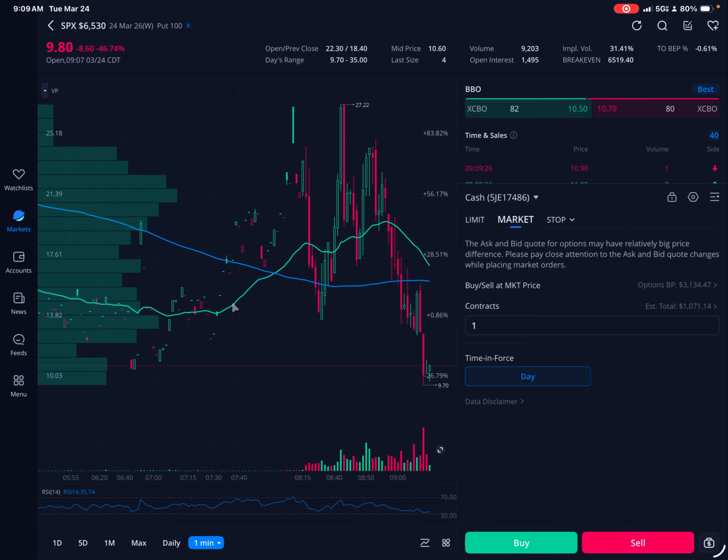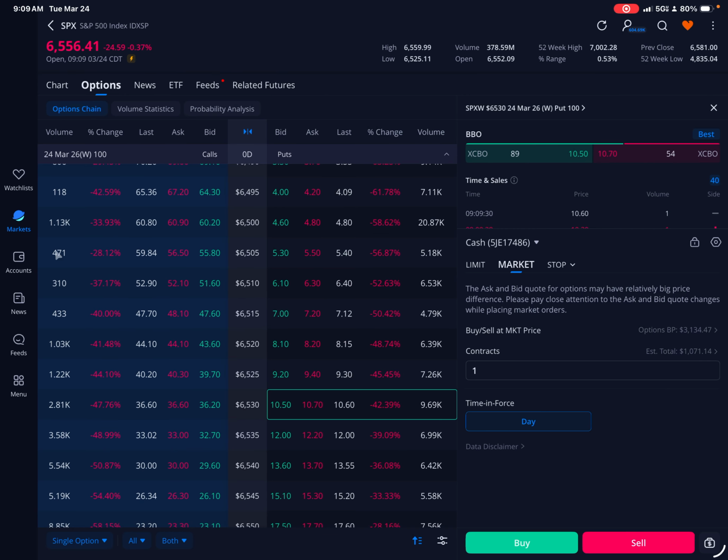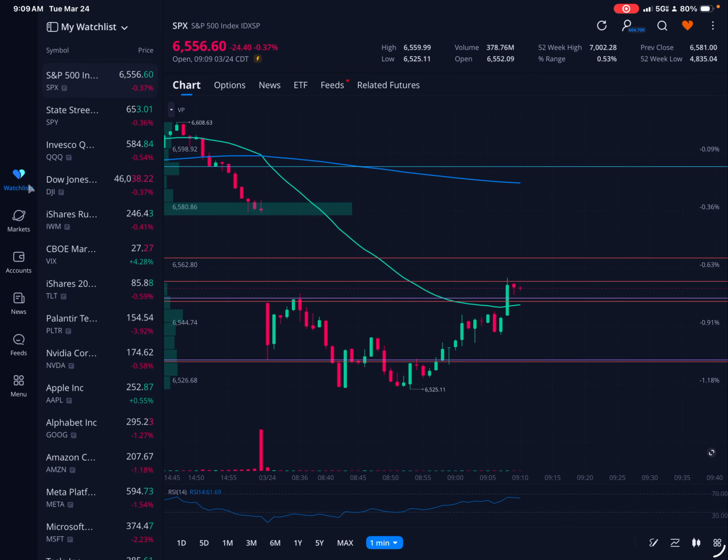Okay, all right, here we go. Now we're getting somewhere. This is 65.30. All right, now we're getting somewhere. Okay. I don't know what's gonna happen with this, but it looks like we're pumping.